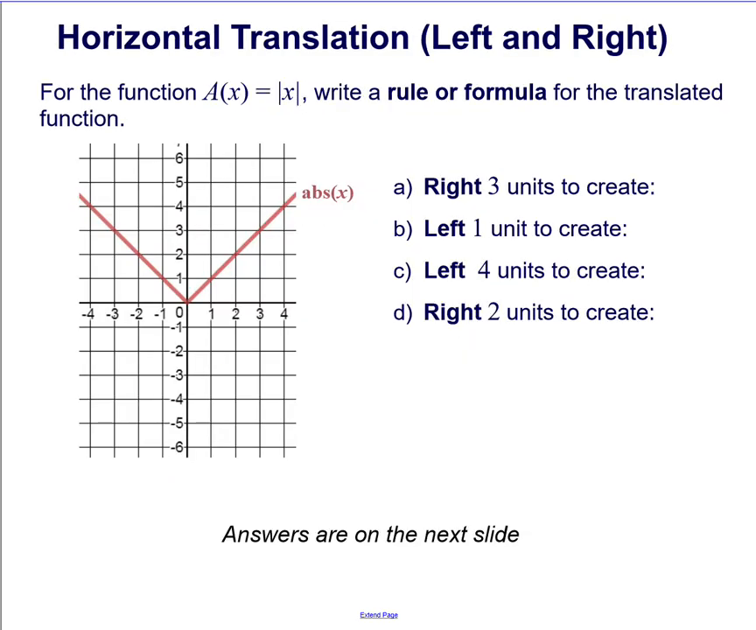For the function a of x equal to the absolute value of x, write a rule or formula for the translated function. This is the original graph of the absolute value function. Here are the 4 rules we're going to create. Create a rule when this original graph is translated 3 units to the right. Next, another rule when it is translated 1 unit to the left. Also, a rule when it is translated 4 units to the left.